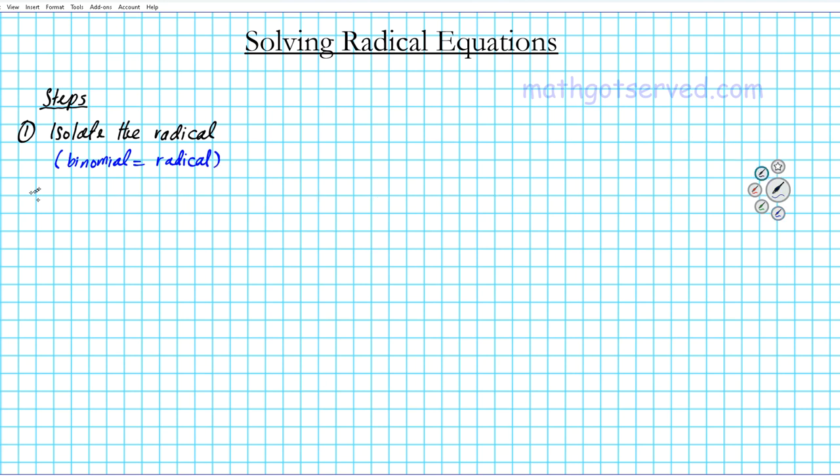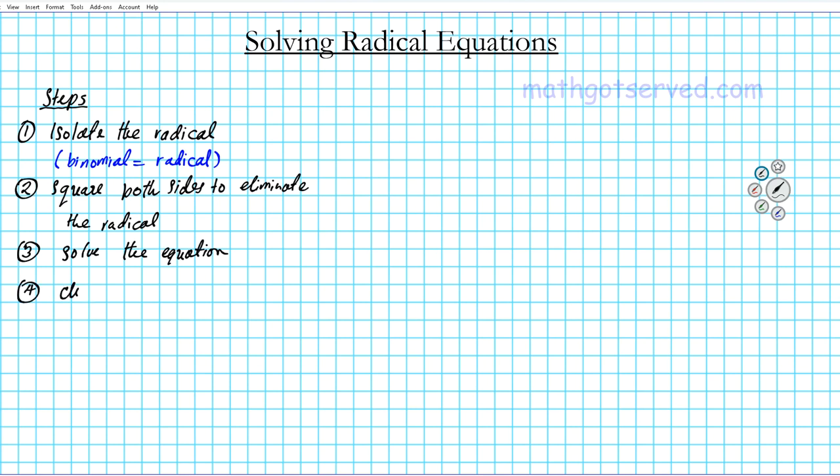After isolating the radical, the goal of isolating the radical is to eliminate it. So eliminate it with the inverse operation, which is to square. So you're going to square both sides to eliminate the radical. Upon elimination of the radical, you're then going to solve the resulting equation. It could be a linear equation or a quadratic equation, whatever it is. You just go ahead and solve that. And then step number four, which is extremely important, is to check for extraneous solutions. When you are solving radical equations, you can either have one solution, no solution, or two solutions.